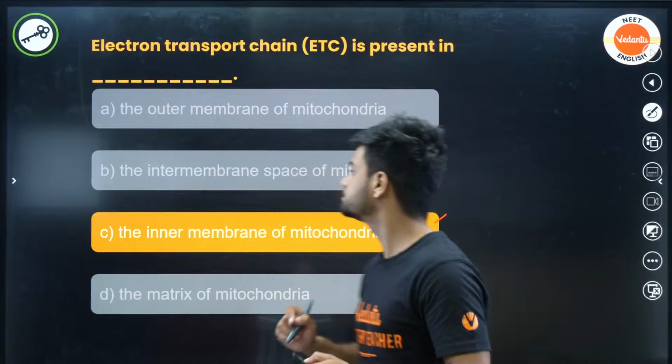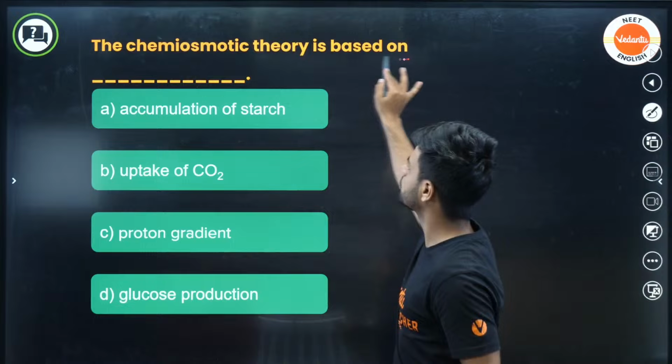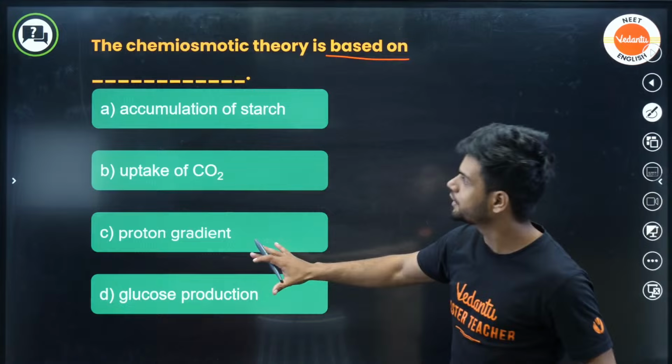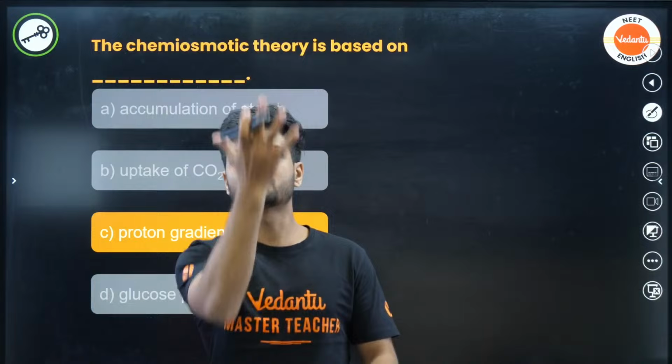Now, which of the following is... Okay, leave this question. This is not out of your NCERT. The chemiosmotic theory is based on... The chemiosmotic theory is nothing but all the H plus going back to the matrix. The main theory behind the chemiosmotic theory is nothing but your proton gradient. Because of the proton gradient, whenever a proton gradient is forming, electrons are going back up.